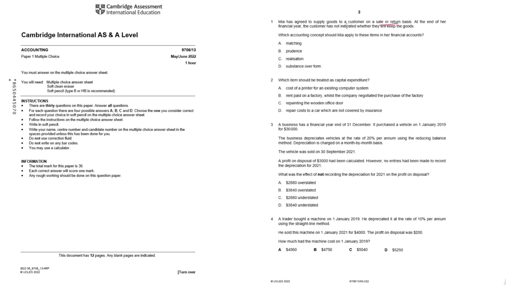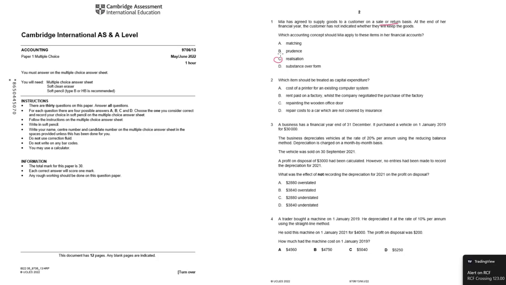So here it says at the end of the year, customer has not indicated whether they will keep the goods. So here we cannot record revenue, because unless the customer is confirming whether they'll keep the goods, we cannot record the revenue. So which accounting concept should Mia apply to these items in her financial accounts?